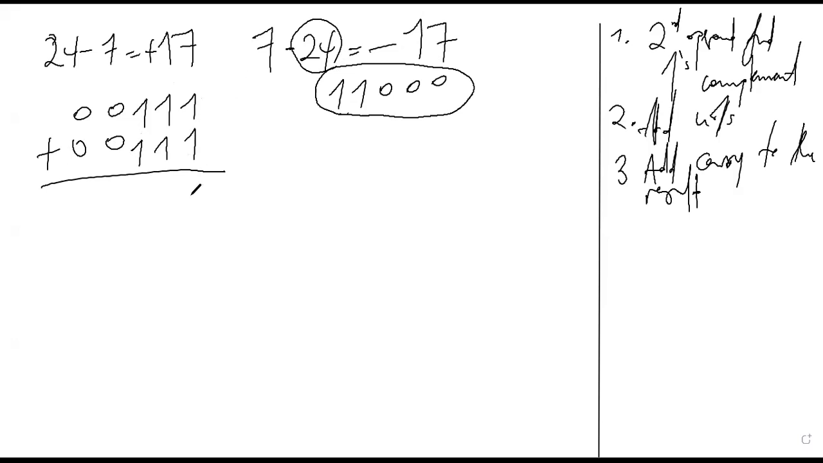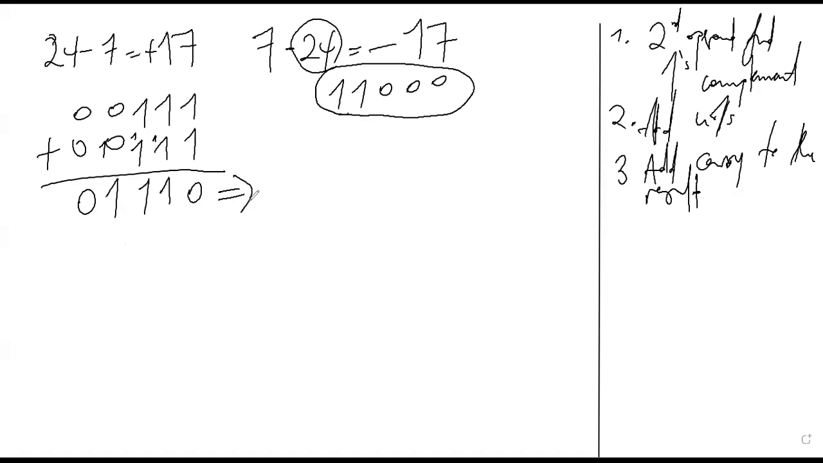Step number 2, add the two numbers. When we add these, we get 0, carry 1. This is 1, 1 plus 1 plus 1, 1 carry 1. 1 carry 1, 1, 0. There is no carry there. So it means step number 3 is invalid. We cannot use step number 3 in this case. This is the solution we get. But is that a negative 17? Yes.